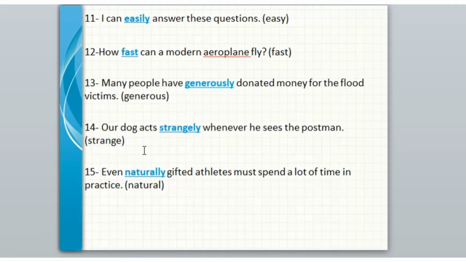Okay. Now come to number 15. Even dash gifted athletes must spend a lot of time in the practice. Bracket says natural. Natural is the word, an adjective. So we have to make it an adverb. We will add ly.